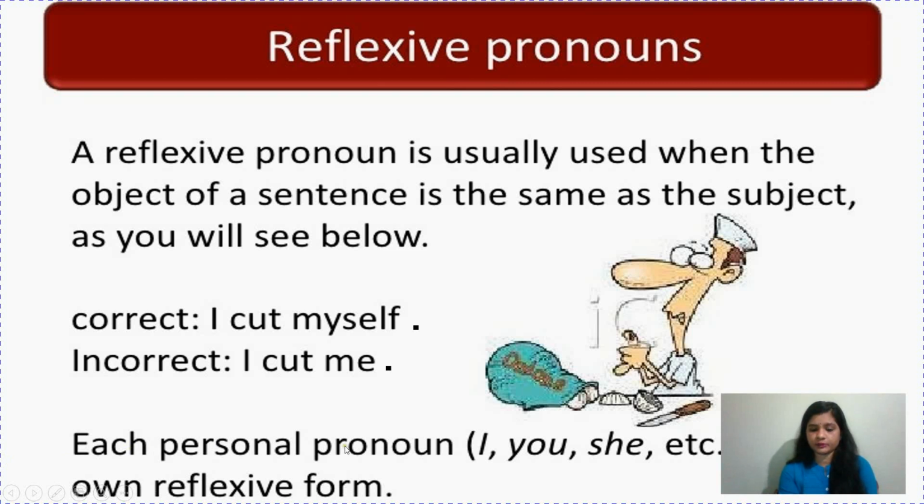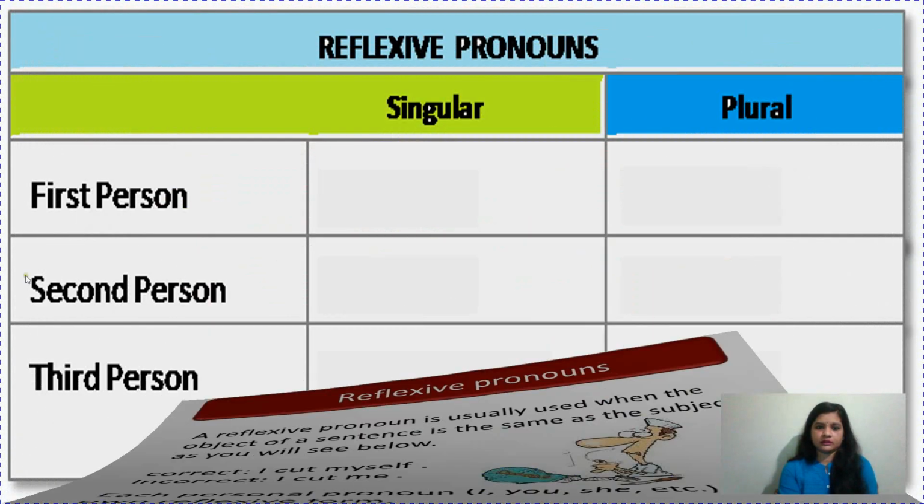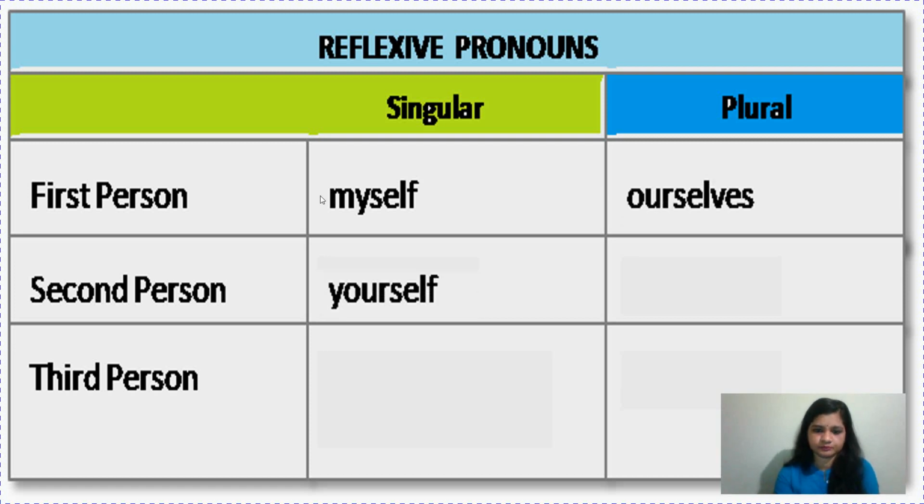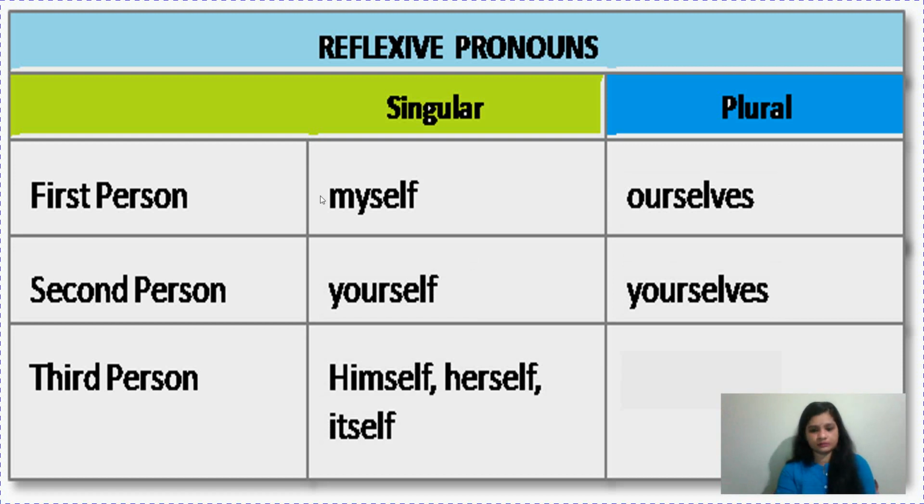Each personal pronoun like I, you, she, etc. has its own reflexive form. Let's see the reflexive pronouns, singular and plural. First person: myself, and the plural will change into ourselves. Second person: yourself, plural will be yourselves. Third person: himself, herself, itself, and the plural will change into themselves.